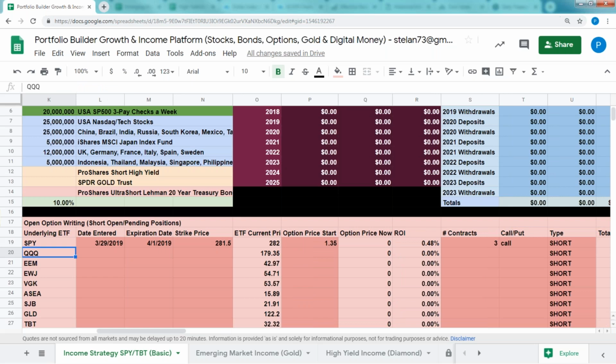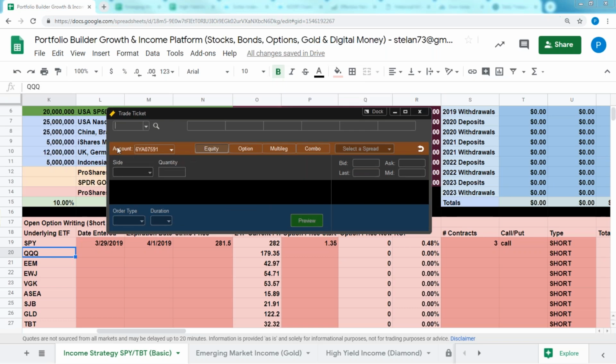Every Monday, Wednesday, Friday, we're going to roll the position. So let's look at how you'd actually fill that out in a ticket for some of us that are new to options. Okay, so first we bought 300 shares. Okay, so that's how you place that order.